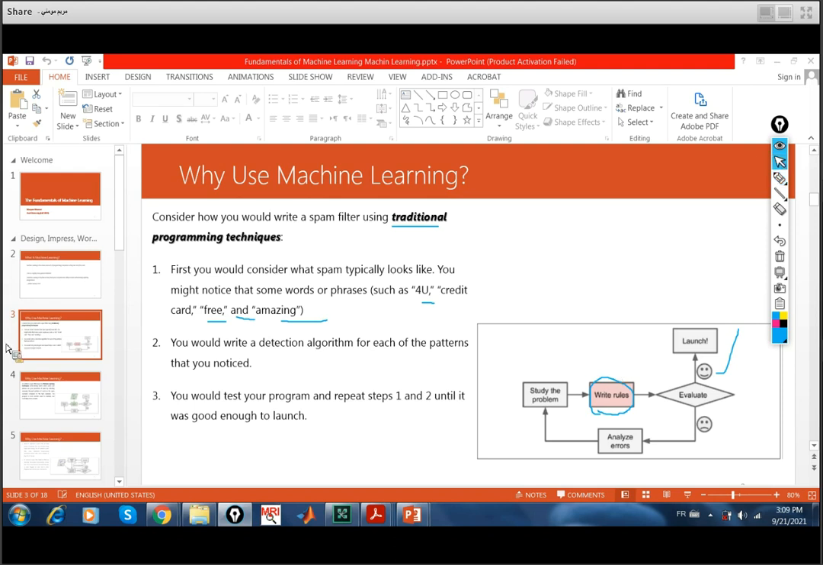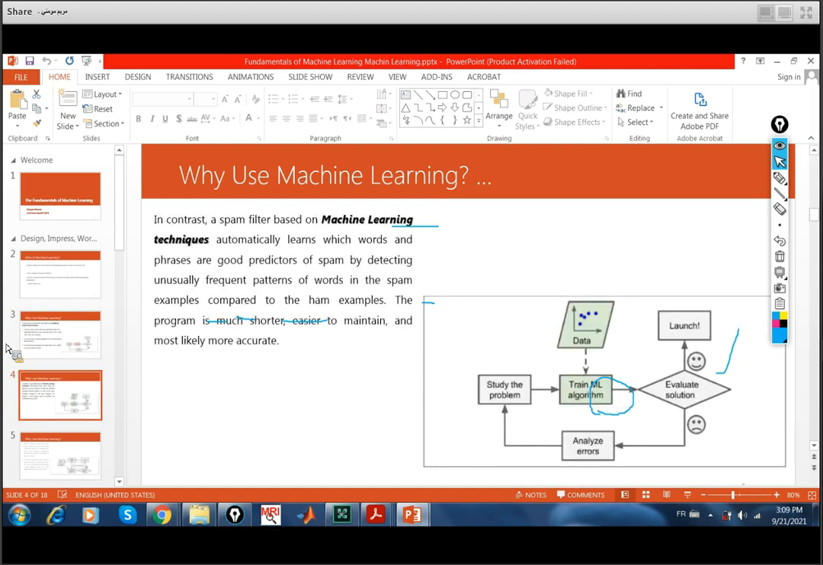In machine learning, we have data. We must have data, because the definition of machine learning was programming computers to learn from data. Then we must have data, and we must study the problem.